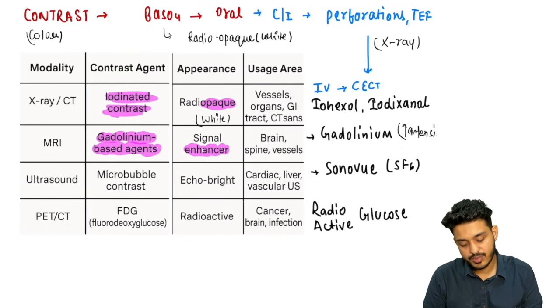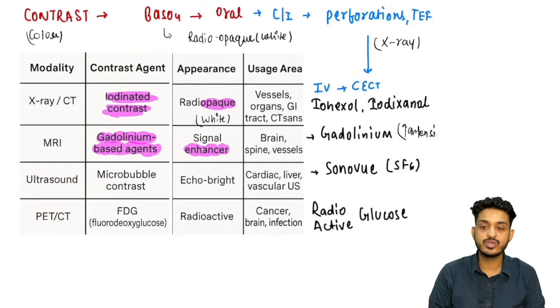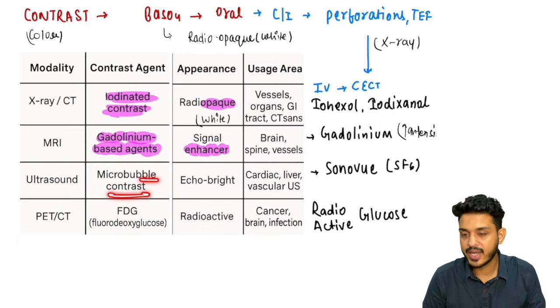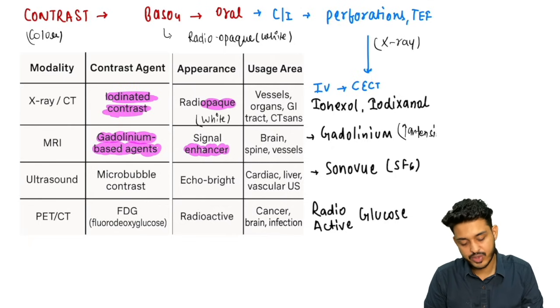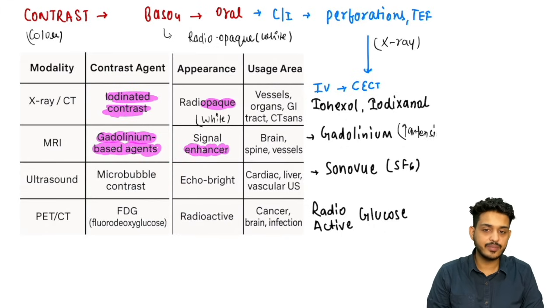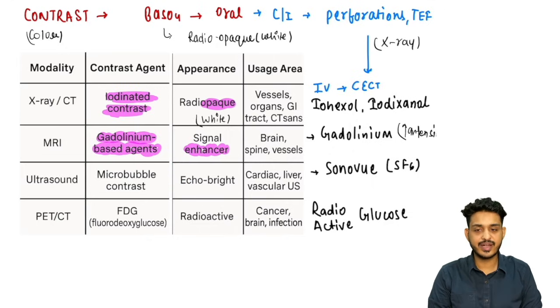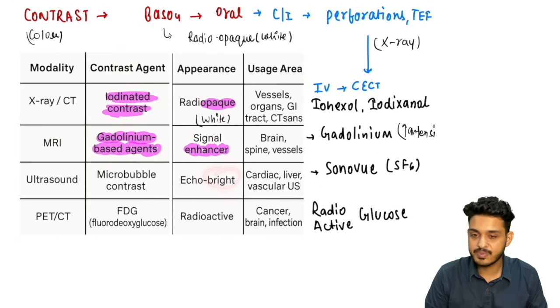For ultrasound, we are going to do what? We are going to use micro bubbles contrast. For ultrasound, we are going to use what? Micro bubbles contrast, right? We are going to use micro, small bubbles of air. Remember, air is going to be hyperechoic or hypoechoic. This air is going to be hyperechoic, which is going to make the things white, right? It is going to make the things bright, right?